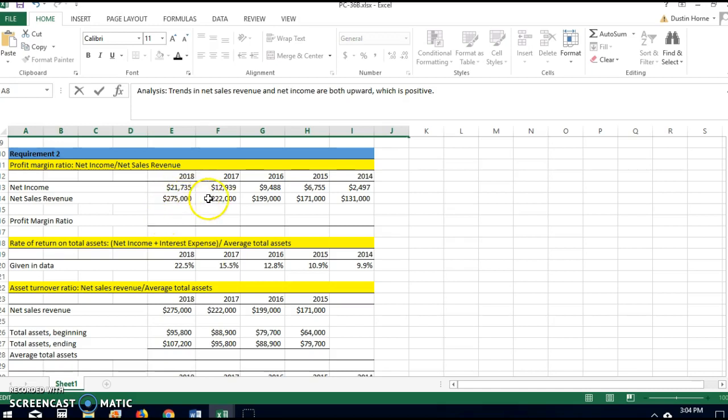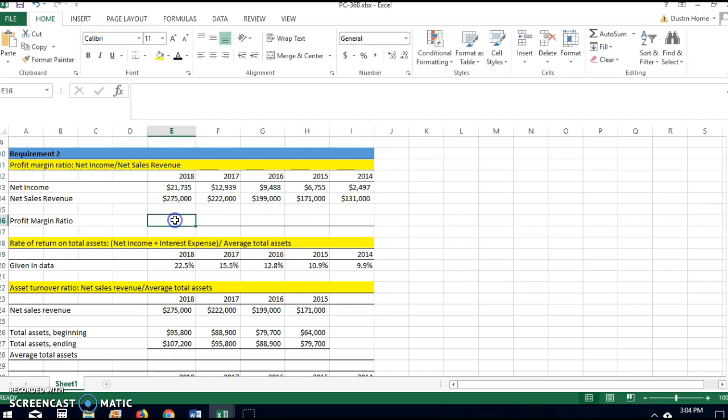So what I've done is I have filled in for 2014 through 2018 the dollar amounts of net income, and then I've also filled in the net sales revenue. Remember, these numbers are given. You just have to take these off of the problem. Then you figure out the profit margin ratio, which I've set up here. It is the percentage of net income to net sales revenue.